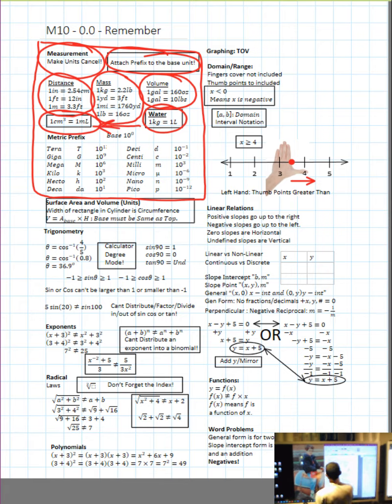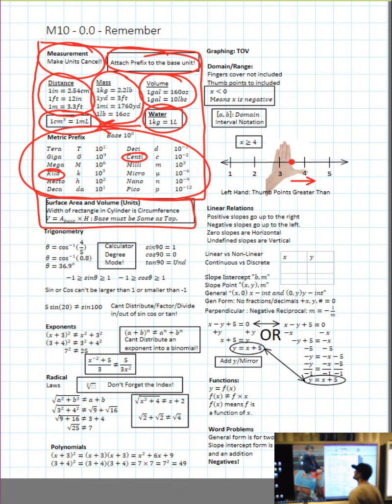And then you might be a huge nerd and start using prefixes, like the ones that we've seen, like kilo, 1,000, and centi, like 1 over 100, or 10 to the negative 2, some common ones, and a bunch of others. Below that, surface area and volume. Remember, the width of the rectangle is the cylinder's circumference. That's a remember from grade 8.